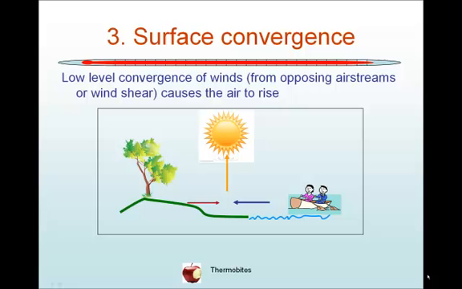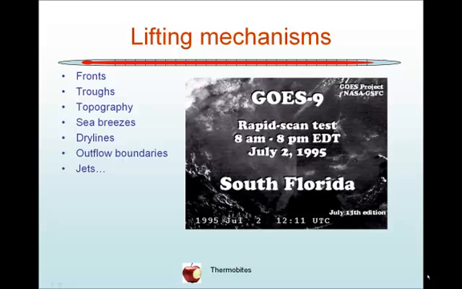A third mechanism is surface convergence. Low-level convergence from opposing airstreams or wind shear causes the air to rise. So things like sea breezes and lake breezes are an example of that, and also troughs of low pressure again. So we've talked about fronts, troughs. Topography also plays a role. Flow over topography means that the air is lifted. Sea breezes, where convergence occurs, dry lines, and outflow boundaries from thunderstorms.